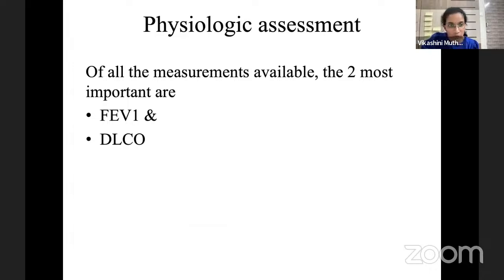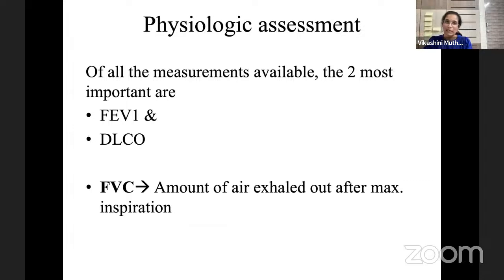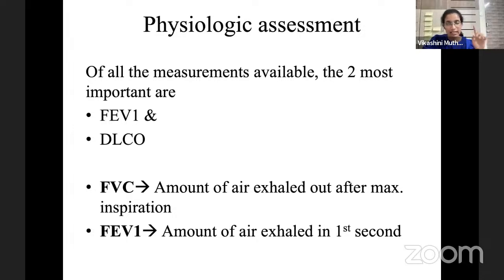You also need to know FVC. So what is FVC? Forced vital capacity. You ask a patient to take a deep breath so that it attains the maximum point of inspiration, so no more air can enter his lungs. Now you ask the patient to exhale forcefully. The amount of air exhaled after the maximum point of inspiration is the forced vital capacity. And the air that got exhaled in the first second is the forced expiratory volume in the first second. That is all about the definition of FEV1.